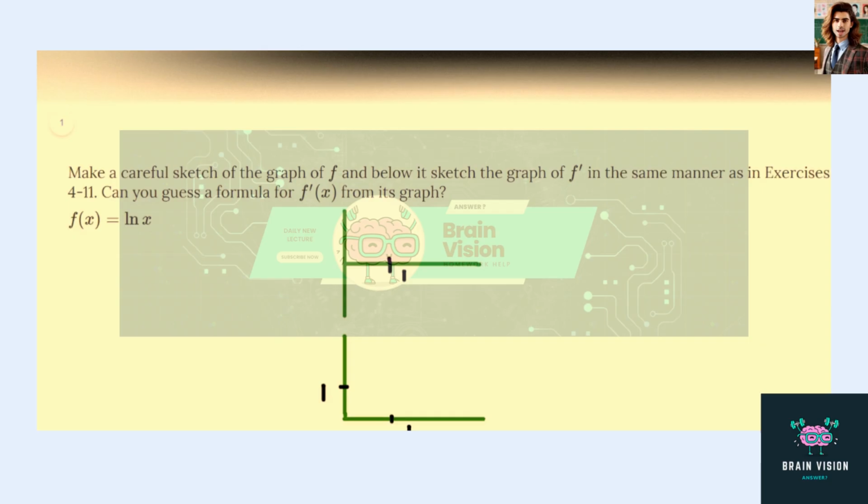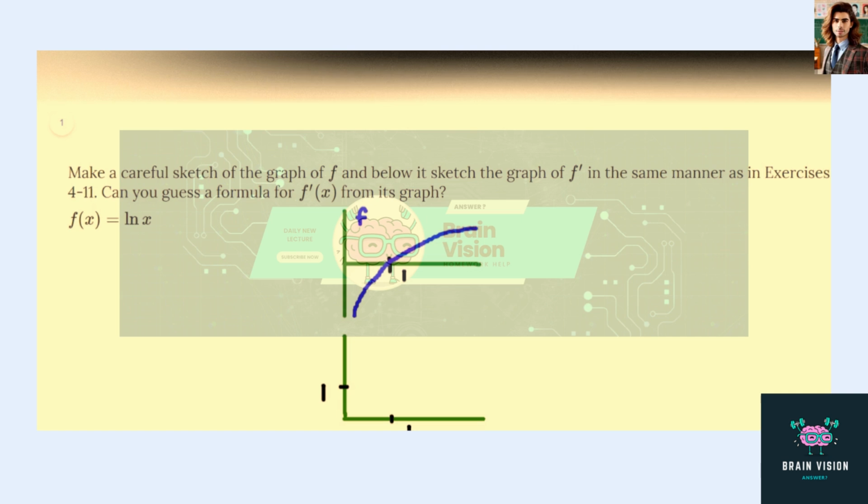Make a careful sketch of the graph of f, and below it sketch the graph of f prime in the same manner as in exercises 4 through 11. Can you guess a formula for f prime of x from its graph? And the function f is f of x equals ln of x. So we can plot ln of x as we are familiar with this function.